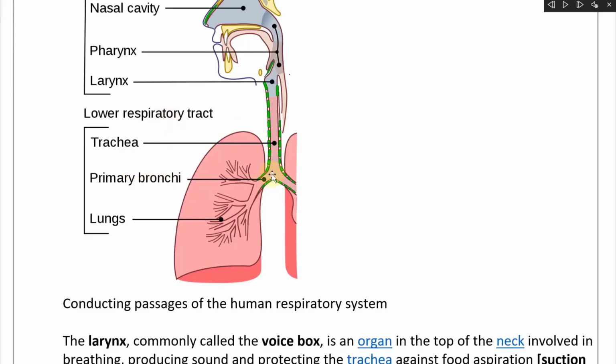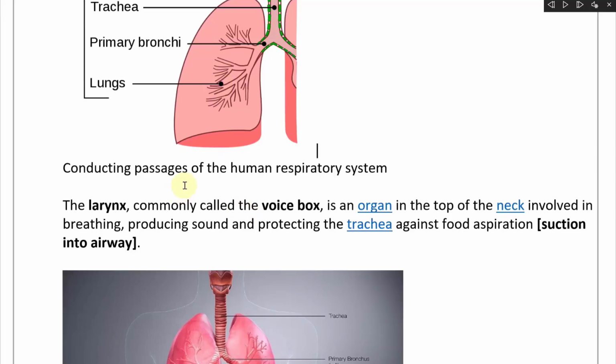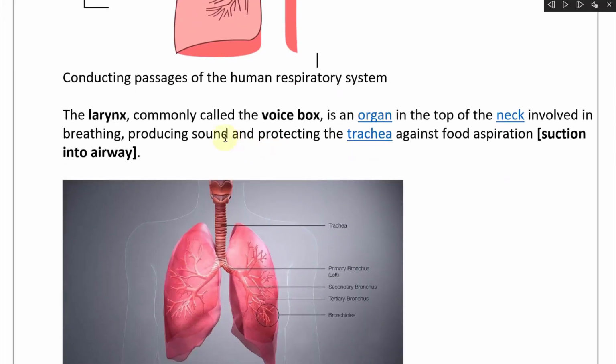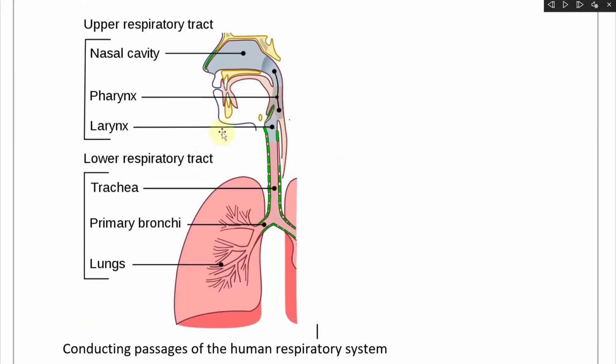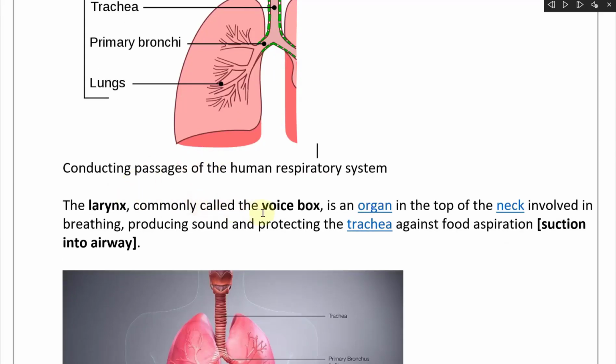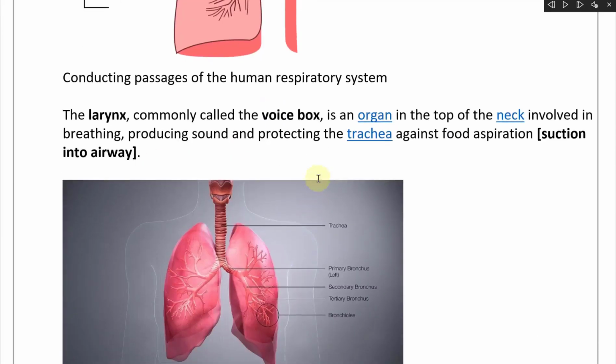You have the primary bronchi opening up. Now you have the lungs over here, and there are the branches inside. So, conducting passages of the human respiratory system. The larynx, so this larynx right here, is commonly called the voice box. I was calling it the sound box.